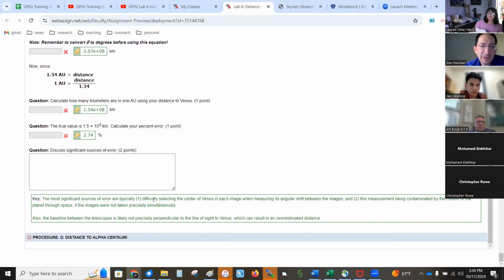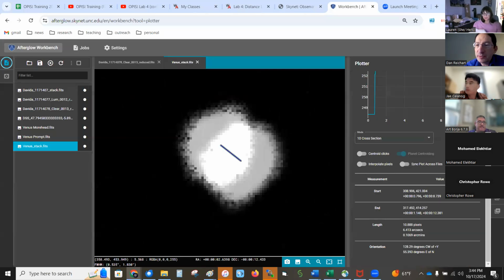Sources of error are the same. Difficulty selecting the center of Venus in each image. Possible contamination by motion if there is a time difference between those two images. I'm not even sure. Let's see.